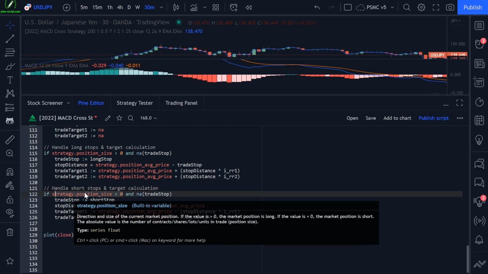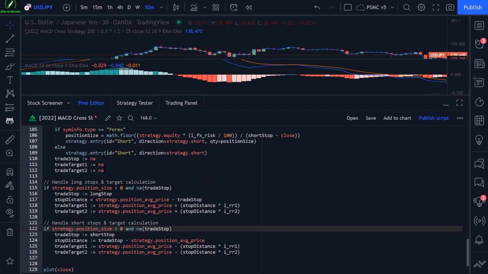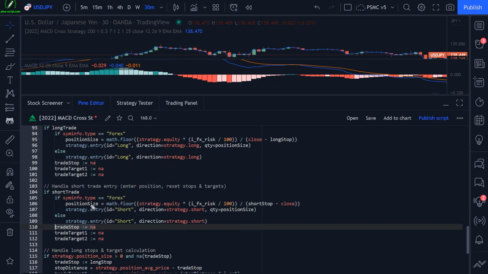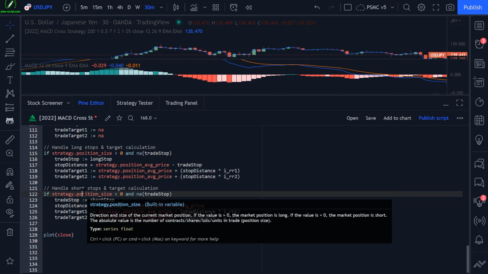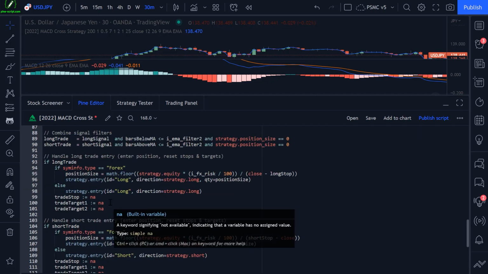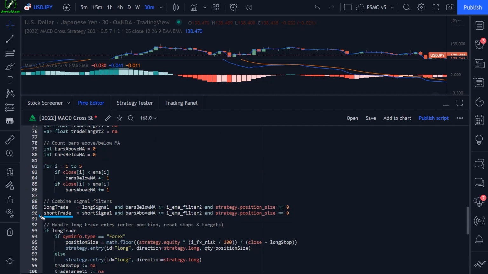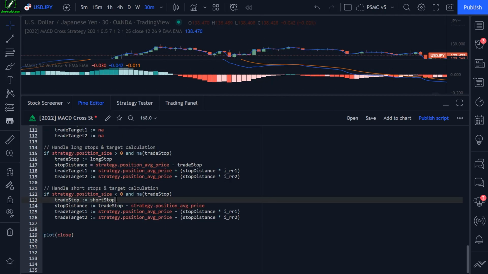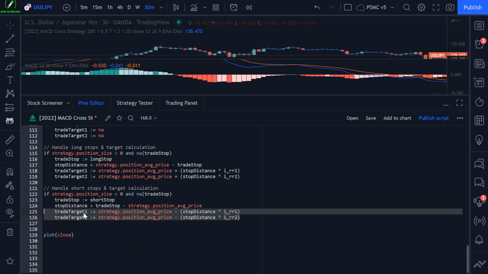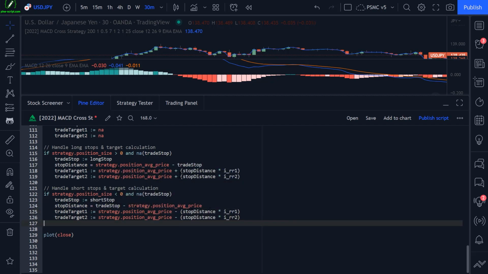So if we are short and our trade stop is NA, which happens up here. So once we enter a short trade, our stop loss is set to NA. If we've entered short and we do not have a stop loss, we need to set one. To do that, we set our trade stop to short stop, which is this variable up here. These two variables are calculated on every single bar on our chart, but only saved to here once we have an actual entry signal. So once we enter short, we save our stop loss, we calculate our stop loss distance, and we calculate our take profits, our two targets, based on our stop loss distance. Same as long trades, except we're subtracting that distance instead of adding it.